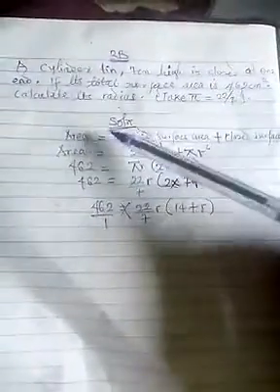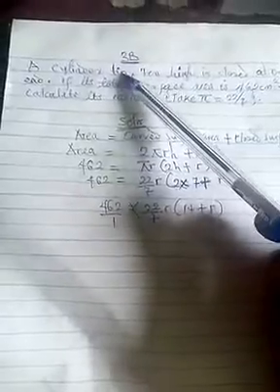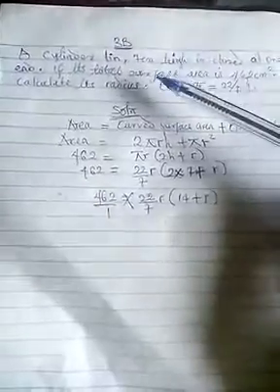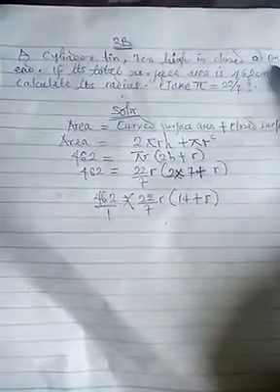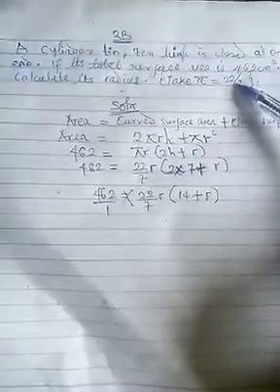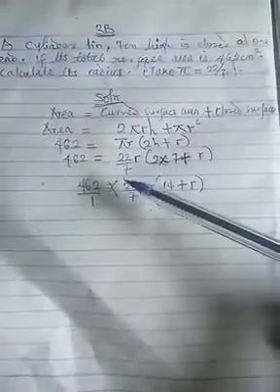Okay, so as you can see on the screen, we have a cylinder tin 7 centimeter high, closed at one end. If the total surface area is 462 centimeter square, calculate its radius. Then we have to take pi as 22/7. So we have the formula already.